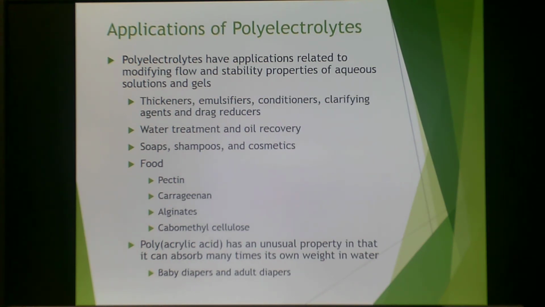They're also found in food, and you have these natural polyelectrolytes: pectin, which comes from fruit, carrageenan and alginates, which come from seaweed, and carboxymethylcellulose, which is a functionalized cellulose from wood. Polyacrylic acid itself has an unusual property that it can absorb many times its own weight in water, and polyacrylic acid is the active ingredient in baby diapers and adult diapers to absorb multiple insults, as the industry calls it.